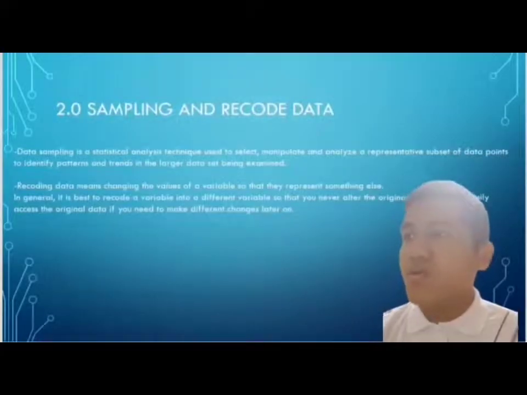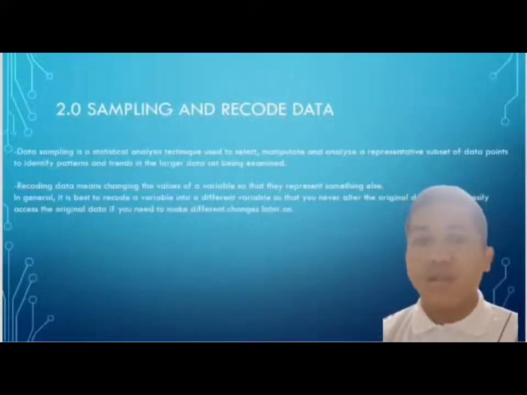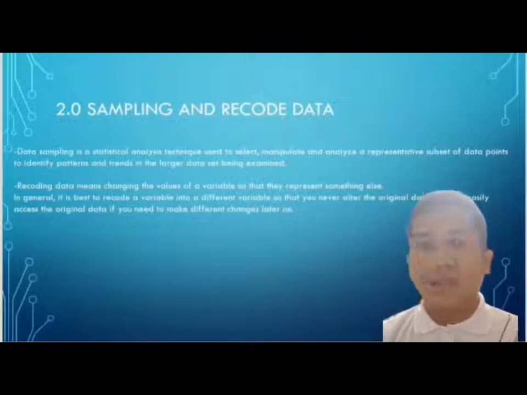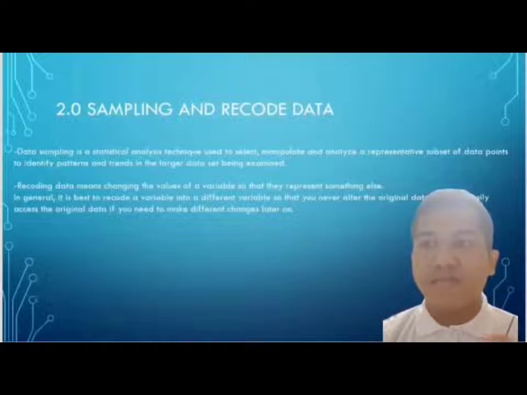Okay, now we will discuss sampling and recoding data. Data sampling is a statistical analysis technique used to select, manipulate, and analyze a representative subset of data points to identify patterns and trends in the larger dataset being examined.